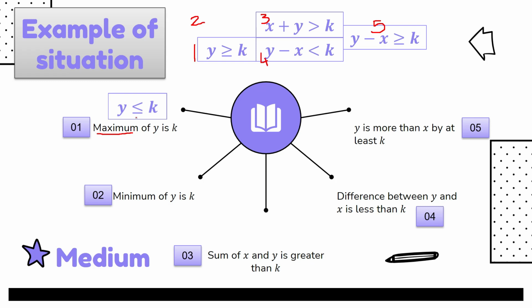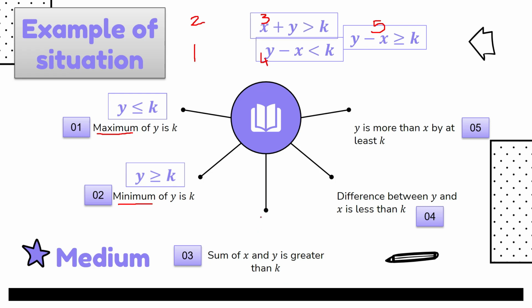So the answer for Fiona is also wrong. Minimum, paling kecil, the lowest, is k, so it must be higher than or equal to k. You must understand the statement, and then you can represent the linear inequality. The third one is correct. Hazrik's answer is correct: the sum of x and y is greater than k is represented by this linear inequality.